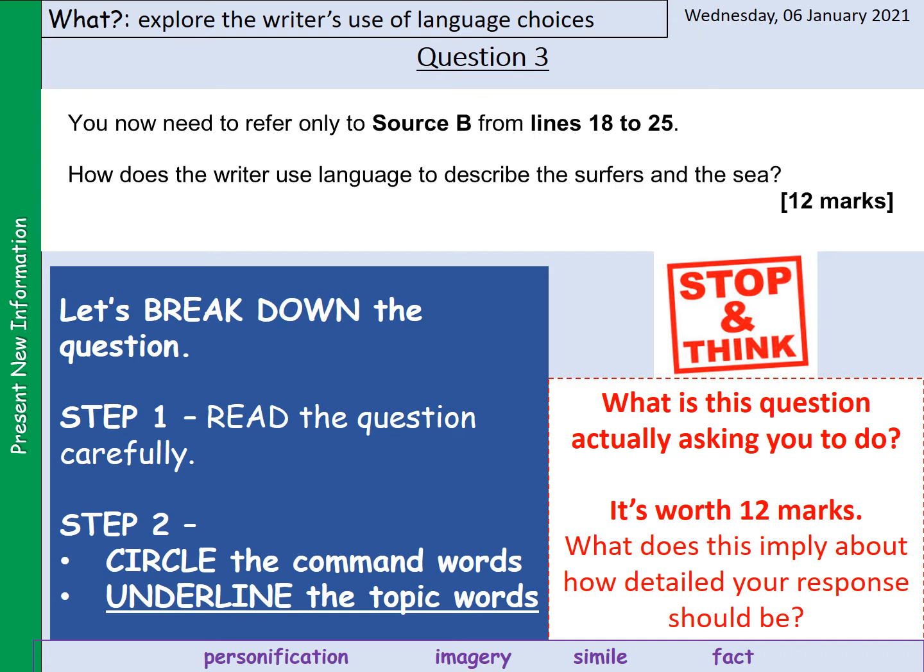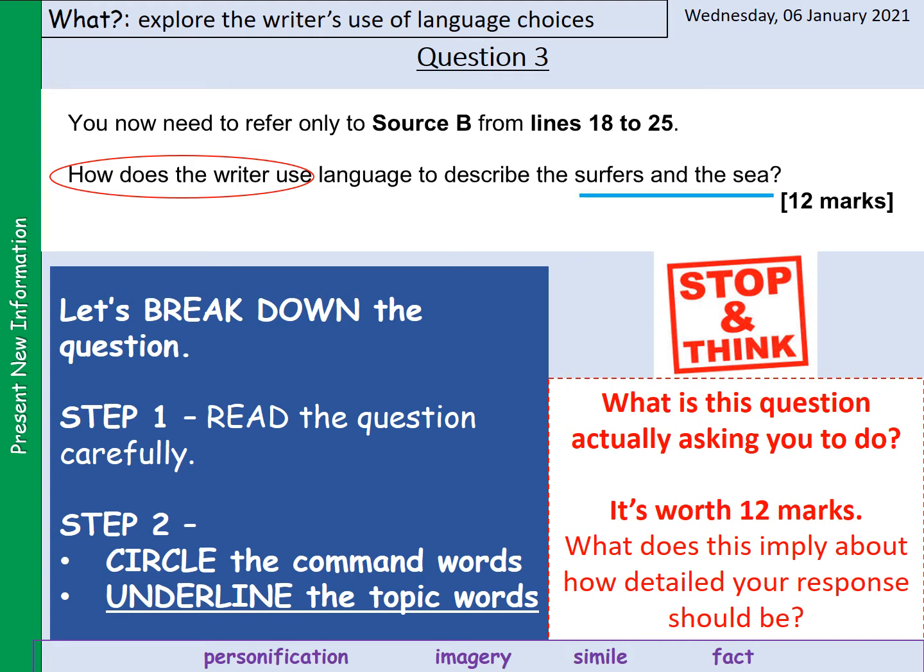So what is the writer actually asking us to do here? We've got 12 marks, which is the highest so far. Question 1 was 4, question 2 was 8 marks. Now we've got a 12-mark question. What are they asking us to do here? How does the writer use language? That's our command word, how. So similar to our language paper 1, question 2, we're being asked to look at how the writer has used language here. In a how question, we're usually looking at the techniques the writer has used to achieve their purpose.